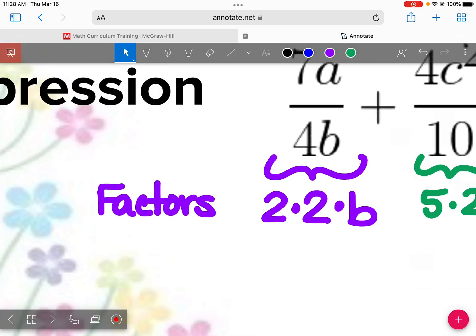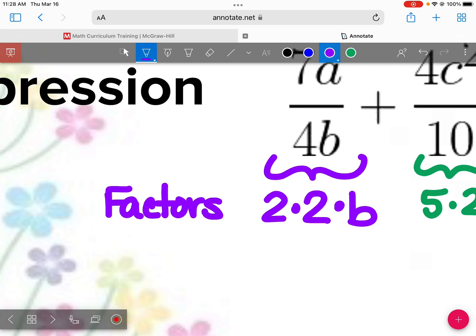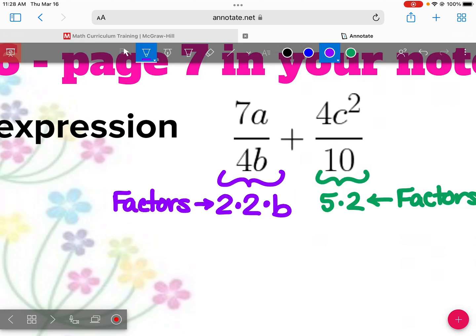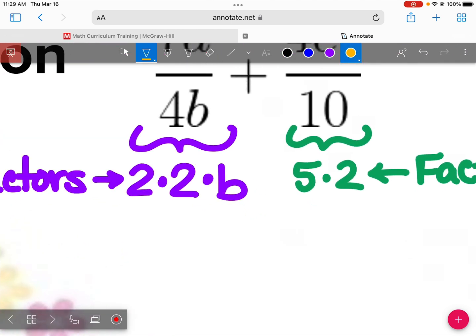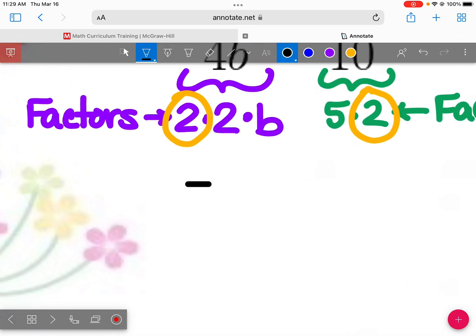I want to know, between these two denominators, if they have any factors in common. Do they have any factors that are the same? They share a 2, right? I need to multiply by whatever is not being shared to get my common denominator. All right, so hold on. I'm going to recopy this.